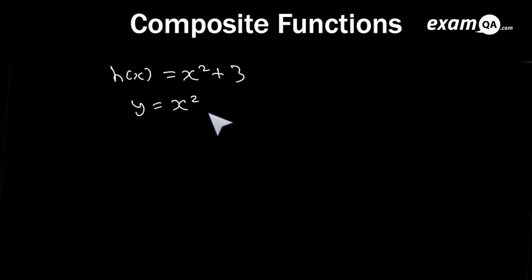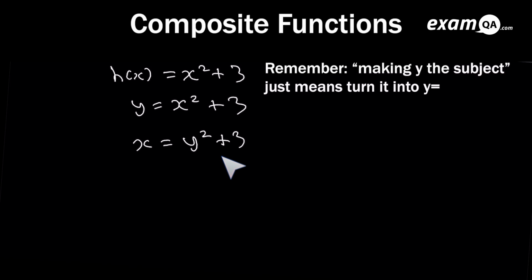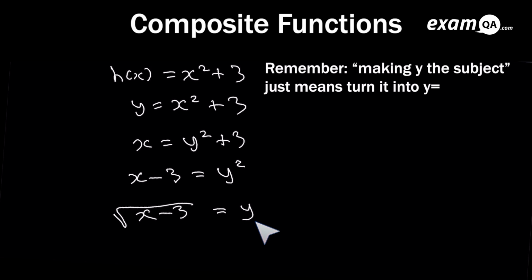Let's look at one more slightly trickier example. We've got h(x) equals x squared plus 3. So we'll start by writing y equals x squared plus 3. So swap the x's and the y's. And again, make y the subject again. And you've got the inverse. And there you have it.